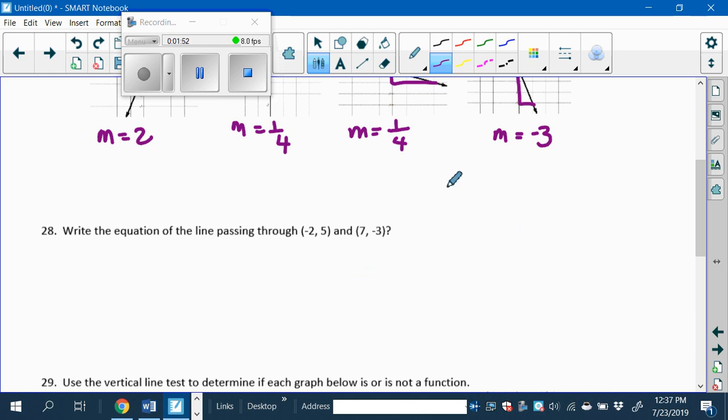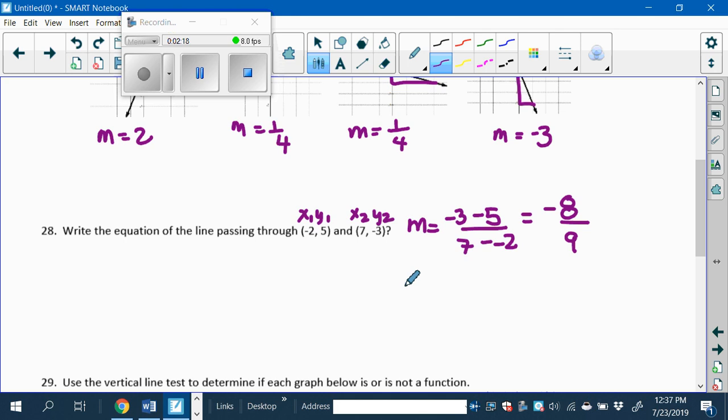So the first thing you have to do is calculate the slope. So that is y2 minus y1. So that's negative 3 minus 5 divided by x2, which is 7, minus x1, which is negative 2. So this becomes negative 8 divided by 9. All right, so that's my slope. And then I'm going to plug it into point slope. y minus y1 is equal to m times x minus x1.